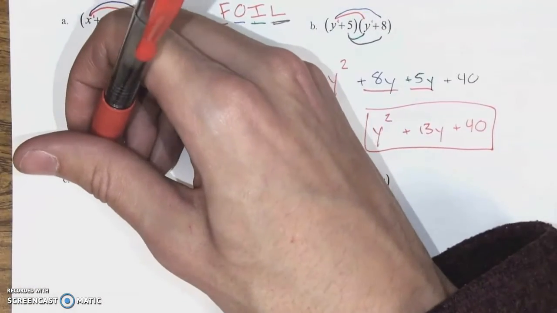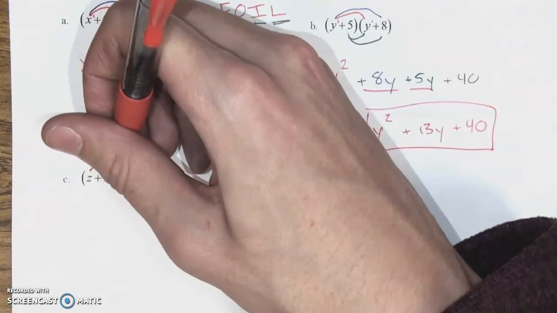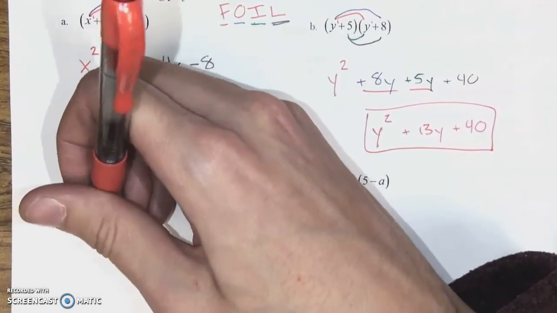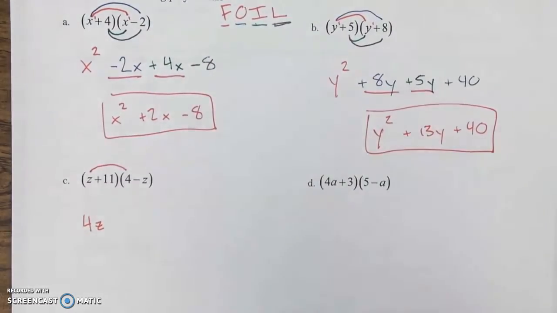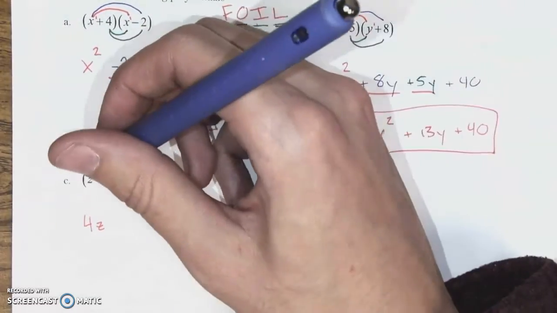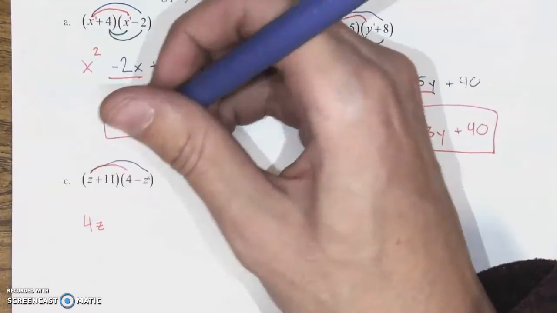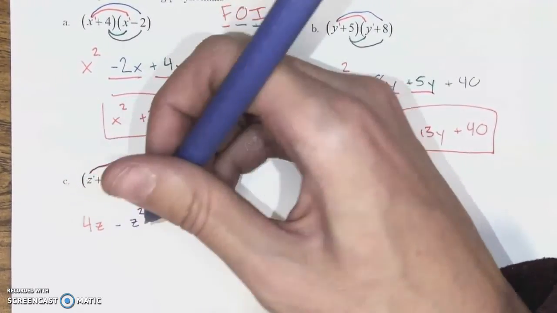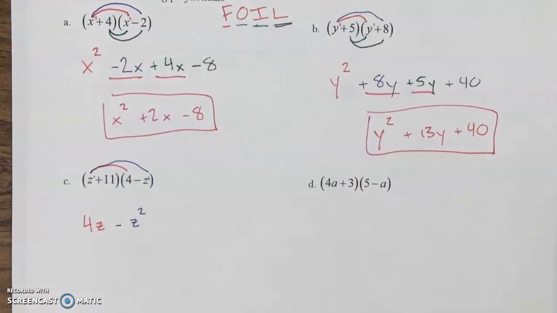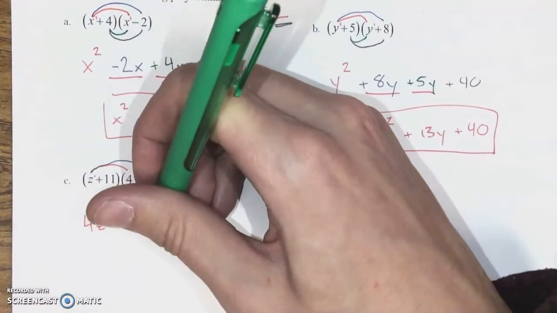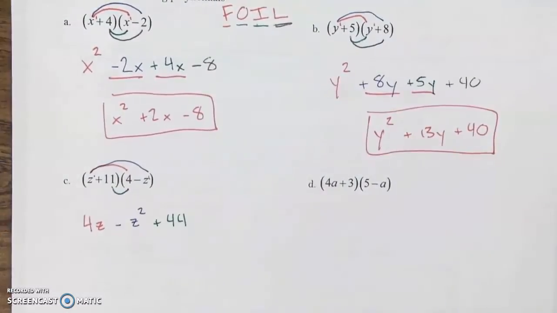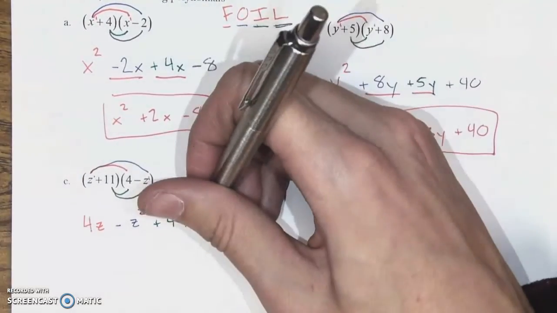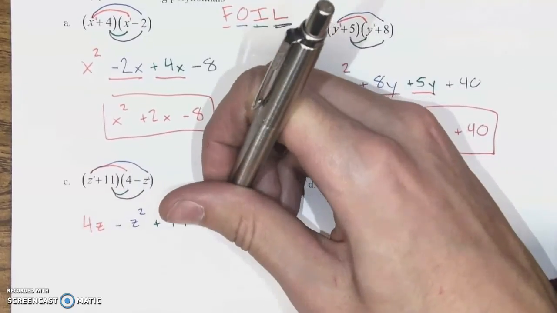Here we have first, outer, inner, last again. So first we have z times positive 4. So 4z. The outer term, we have z times negative z. So we have negative z to the 1 plus 1. And then our inner term, 11 times 4. So we have a positive 44. And then our last term, 11 times negative z, is a negative 11z.